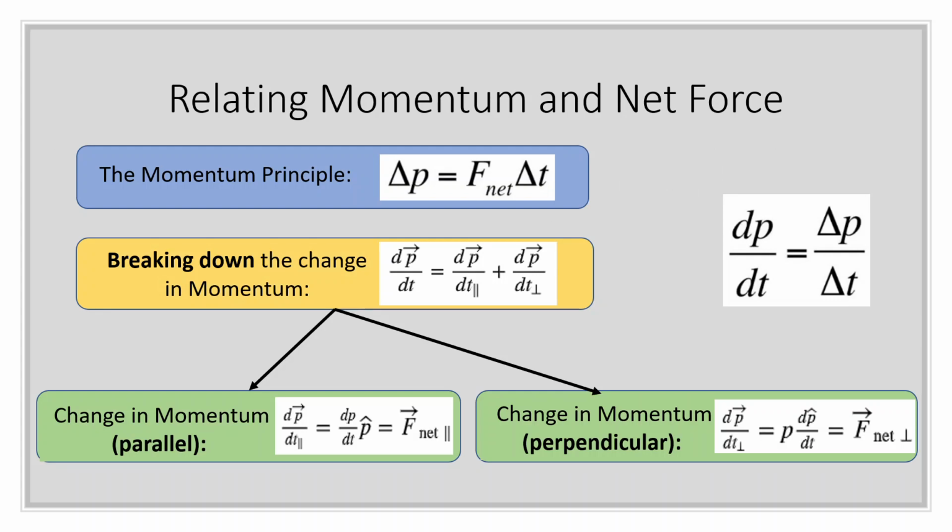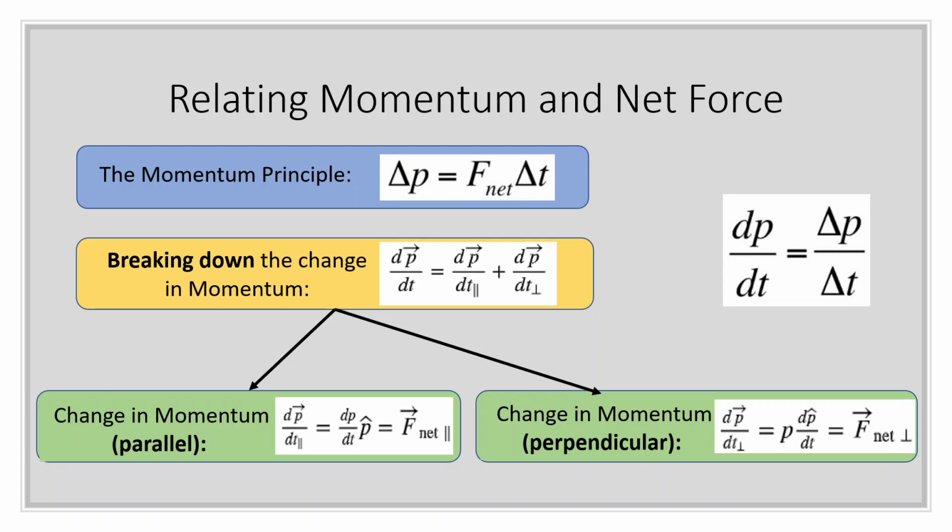Before beginning the lab, we learned in lecture that the momentum principle says that the change in momentum is proportional to the net force times delta t, and because of our knowledge of vectors, we know that the momentum and the net force will point in the same direction. The momentum principle is very helpful for this lab because we can break up the net force into its parallel and perpendicular components, dp over dt parallel and dp over dt perpendicular as shown below.